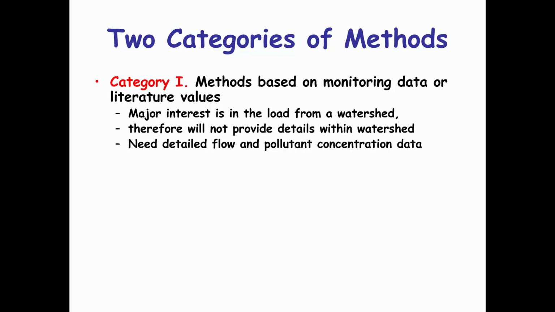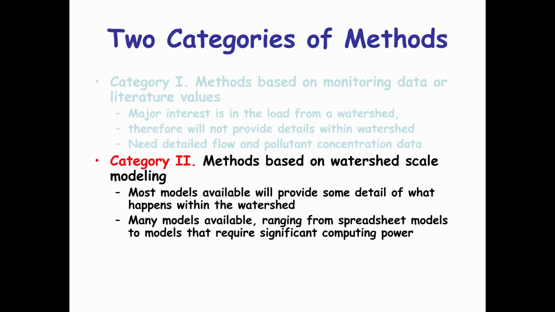So here with these methods, the big interest is in calculating a load from a watershed or from a land use area. These methods do not generally provide details of what's going on within a watershed. They will provide an estimate of the load coming out of the watershed, and all the details are kind of lost in the analysis. And then for this, generally you need to have detailed flow and pollutant concentration data.